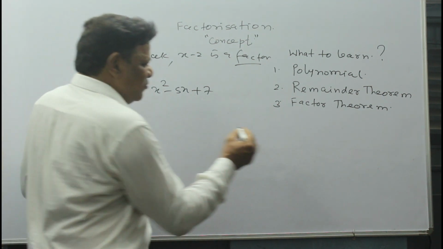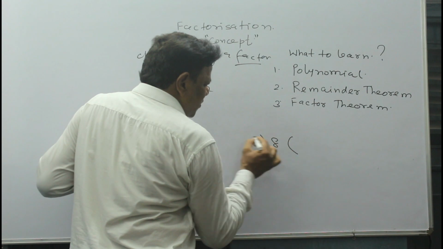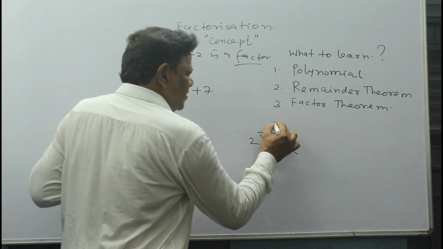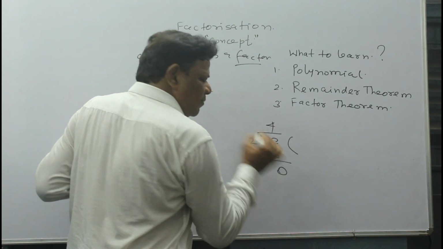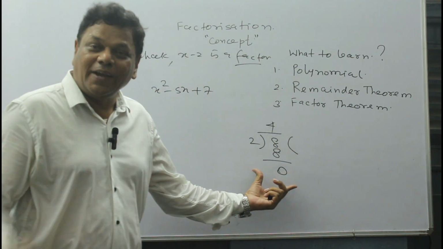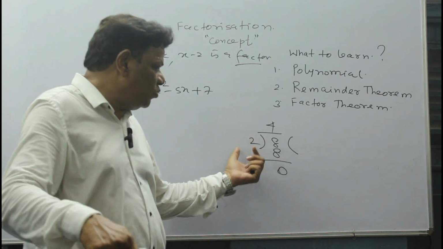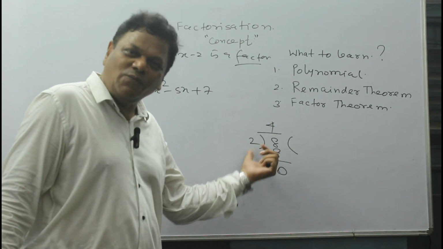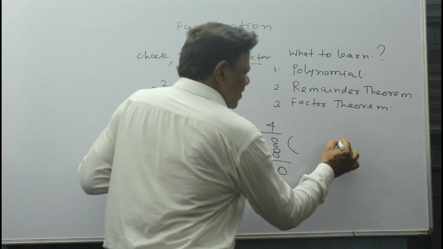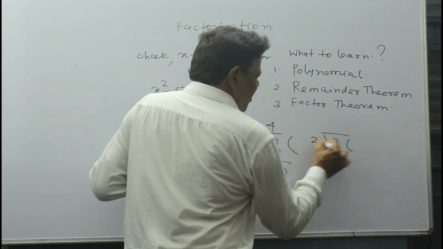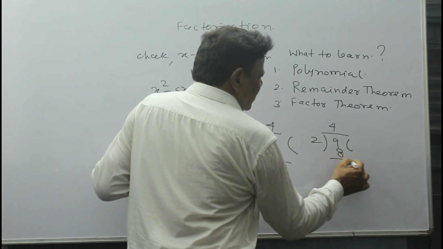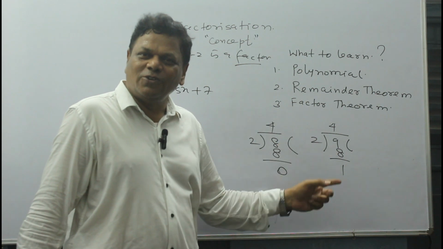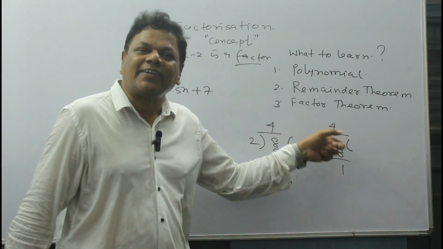Another example I am giving you. Let 8 be given, divide by 2. What is coming? 2 fours are 8. What is the remainder? 0. When remainder is 0, that means 2 is a factor of this. Another question: I take 9 and divide by 2. So 2 fours are 8. Is the remainder 0? No, the remainder is not 0. So 2 is not a factor of 9.